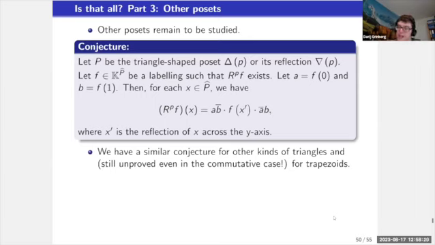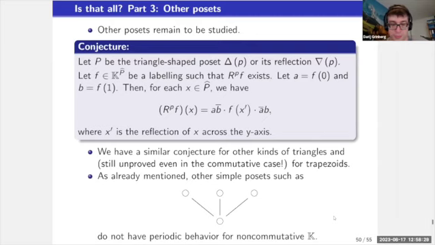There are other kinds of triangles. There are trapezoids as well. For all of them, we have conjectures, but we don't really know how to prove those conjectures for now. And as I said, none of this is automatic. This very simple poset does not have periodic behavior for non-commutative rings, even though it has nice periodic behavior for commutative rings. So the non-commutative generality does actually make things harder.